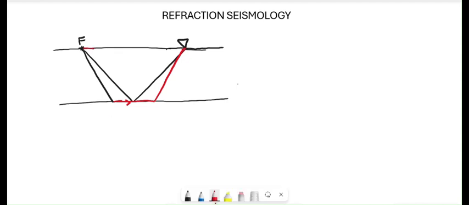Then we can have the direct wave. Let me use another color for the direct. Let me use the blue color for the direct. So there are three possibilities. This is the first one. This one is the normal reflection, and this one is refraction. Now, in the first scenario, let's take the first scenario of reflection.